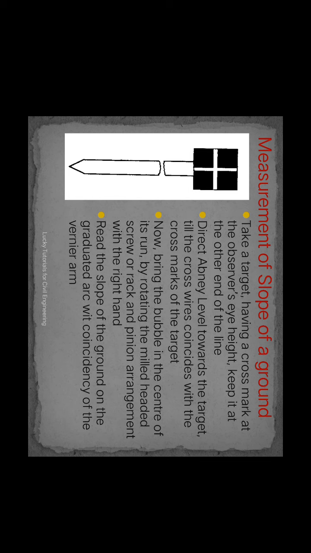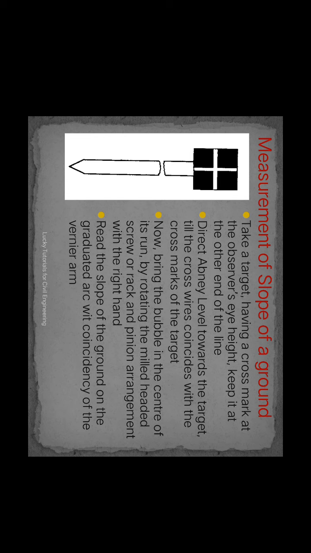Coming to the measurement of a slope of a ground, take a target. This is the target. Beside the left side you are shown some screen, right? Target means some plus symbol is shown, right? That is a target, having a cross mark at the observer's eyesight. Keep it at the other end of the line. Now direct the Abney level towards the target till the crosshair coincides with the cross marks of the target.